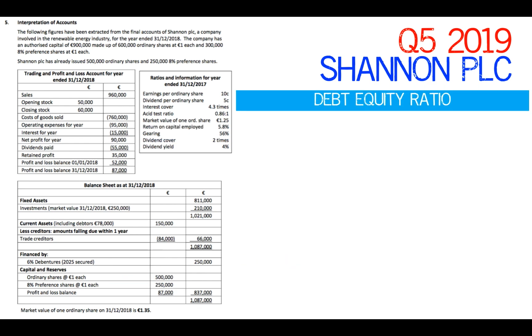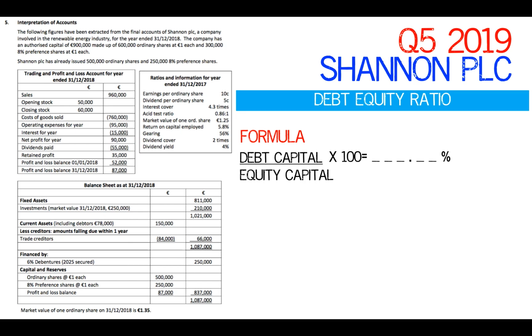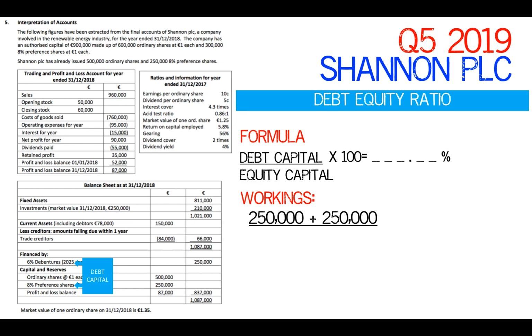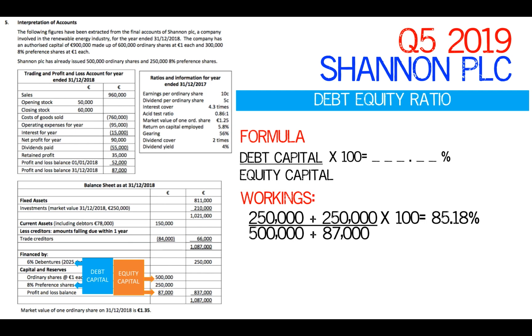Okay. Now, if we were doing the debt equity ratio, again, the formula is debt capital over equity capital multiplied by 100. So our workings here would be your 250 plus 250 over 500 plus 87 multiplied by 100. That gives us 85.18%, which makes sense because that is less than 100. That's lowly geared there as well.